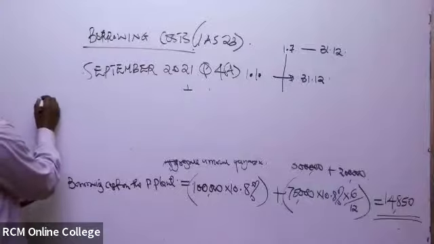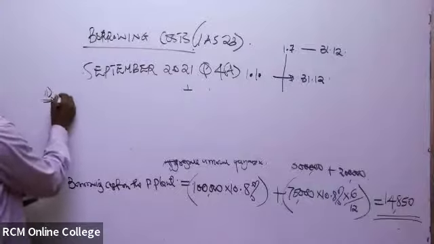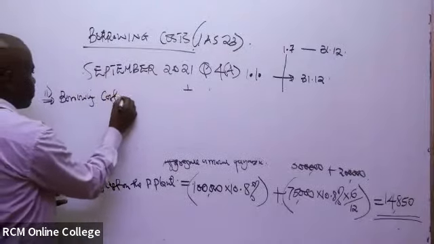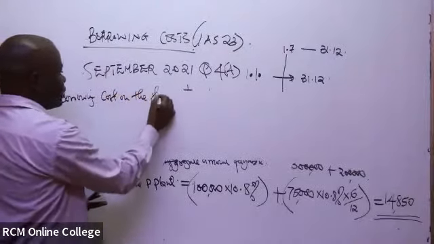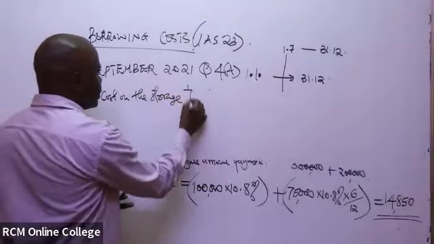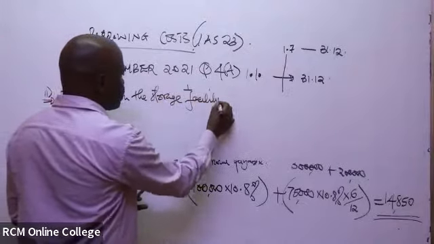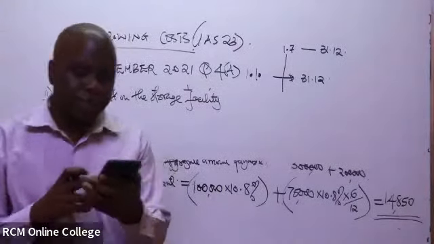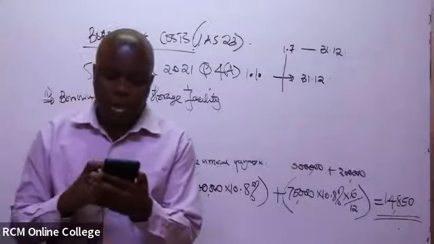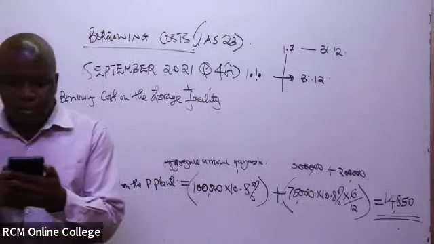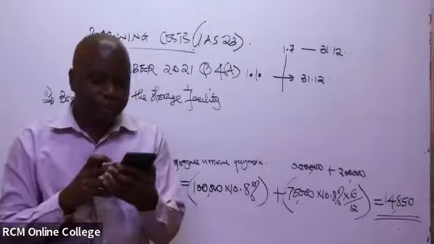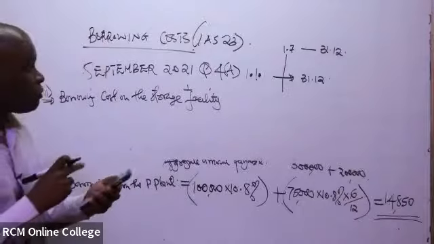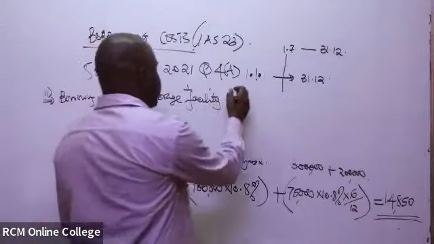So the second part here is the borrowing cost on the storage facility. For the storage facility, you are told the 6% debenture was used to finance the construction of a new storage facility. The construction commenced on 1st of January, but no construction took place between 1st of March to 31st of May. So there was a period of inactivity.